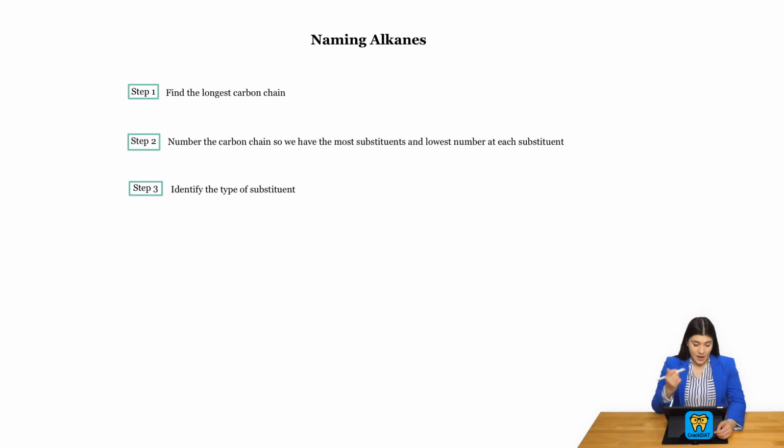The second step is then to number the carbon chain so that we have the most substituents and the lowest number at each substituent. And then lastly, you will have to identify the different types of substituents and name them. So remembering all the different alkyl groups that we previously covered, remembering a lot of the prefixes that we also went over, and we will see other different prefixes for functional groups and so on.